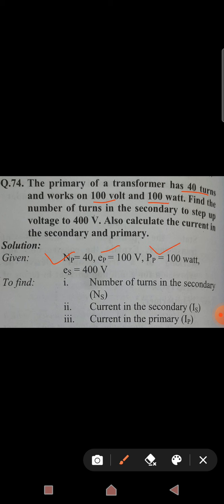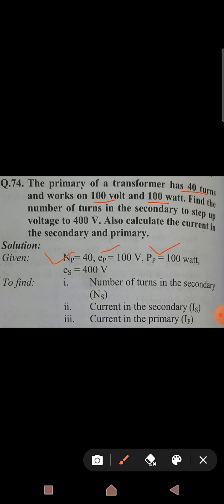So this is the given information. Number of turns in the primary, Np, is 40 turns. Remember, turns do not have any units. Again, Ep, EMF of primary, is 100 volt. The primary coil has power of 100 watt.